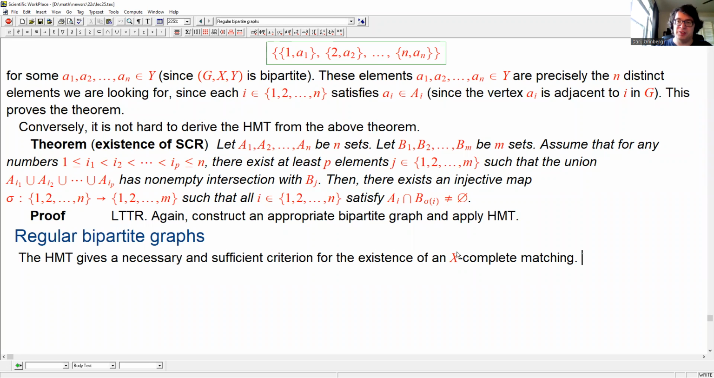You might wish for a criterion that is maybe less general, maybe just sufficient, not necessary, but easier to check. And such a thing exists in the particular case of regular bipartite graphs. So what do I mean by regular? In a more restrictive setting, there is a simpler sufficient condition.